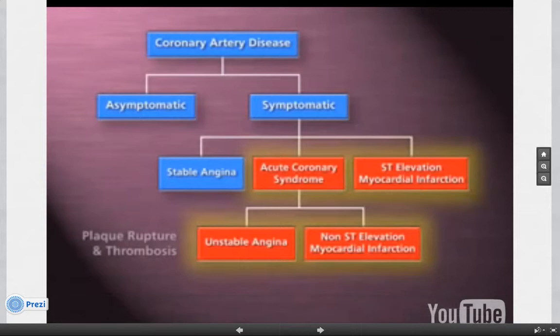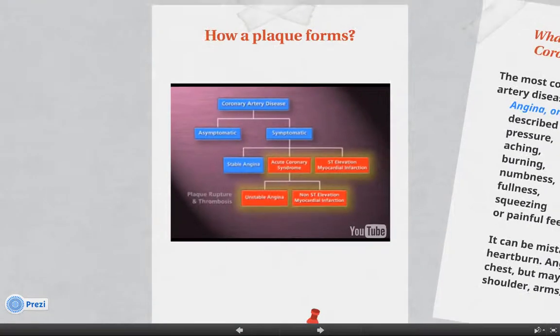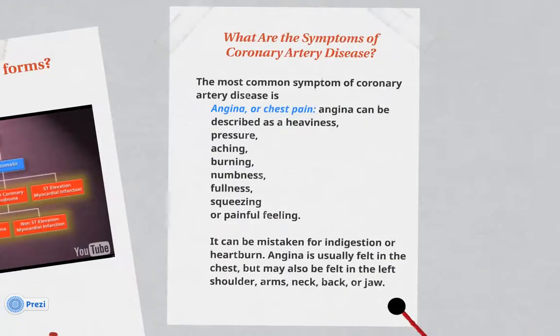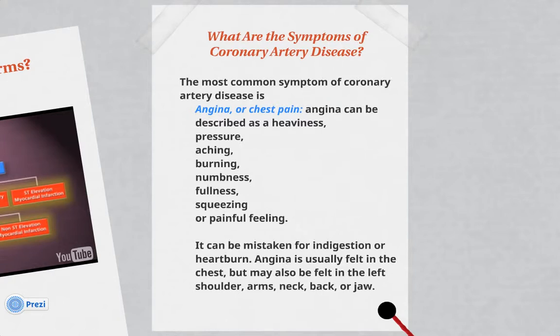So thank you to the author of this video. And let's go for our next slide that talks about the symptoms of coronary artery disease. The most common symptom of this disease is angina or chest pain. Angina can be described as a heaviness, pressure, aching, burning, numbness, fullness, squeezing, or painful feeling. It can be mistaken for indigestion or heartburn.